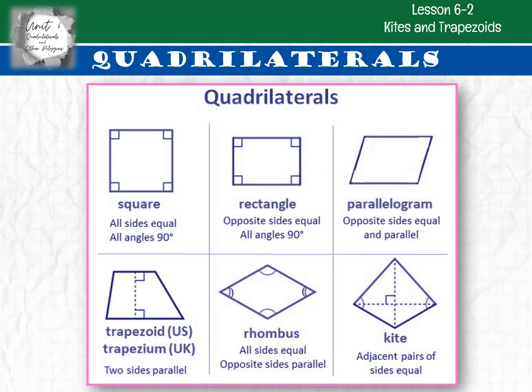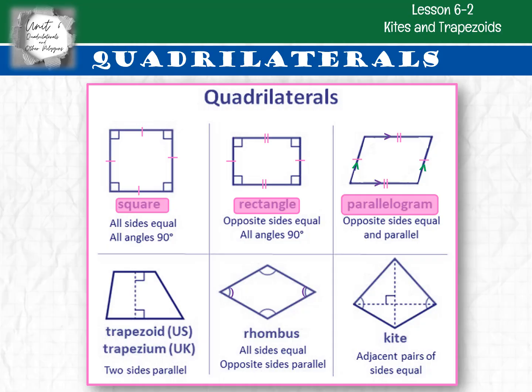Here's just a review of some properties. We haven't gotten to all of these, but I'm sure you know some of them. Square, all the sides are equal and all the angles are 90 degrees. We actually used it a little bit in the last unit. Rectangle, opposite sides are equal and all the angles are 90 degrees. Parallelogram, opposite sides are equal and parallel.